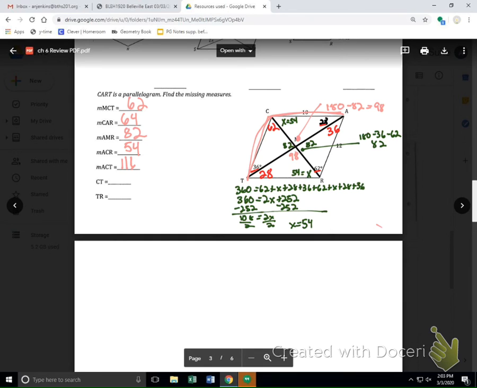And then the last parts are sides. CT is opposite of 12, so it has to be 12, because opposite sides are congruent. TR is next, and it has to be 10 because it's opposite of that 10.